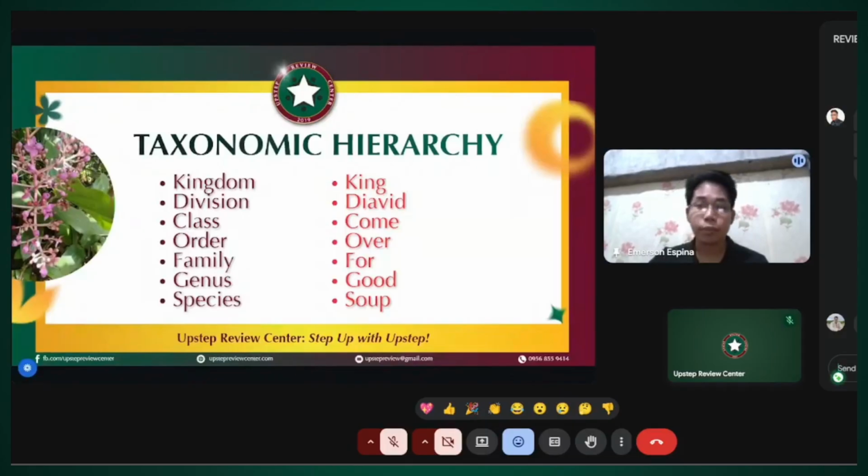So again, for our example, we have the Narra. For the kingdom, Narra is under Plantae. For family, under Fabaceae, then the genus, and then the species is indicus. So again, the scientific name is Pterocarpus indicus for now. The species level is what usually appears in identification questions that you can expect. In order to remember the taxonomic hierarchy, just remember the mnemonic: King David come over for good soup. So you will have the idea and can remember the taxonomic hierarchy easily.